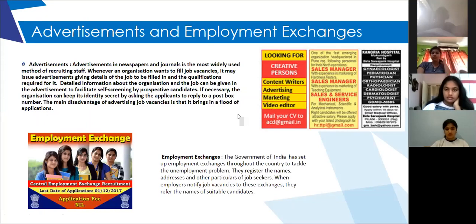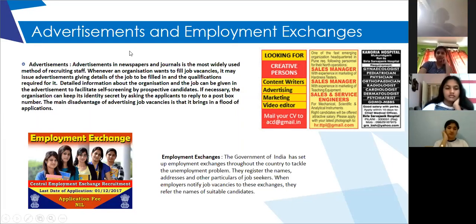The good part here is that the main advantage is that you can reach out to a large number of people through newspaper ads. But the disadvantage is that maybe a flood of applicants will apply, and then the HR's work increases because he has to screen out which people are suitable for the job, or whose qualifications match the suitability of the job. Sometimes unqualified candidates may also apply, and this increases the time, effort and expenses involved in screening the applicants.